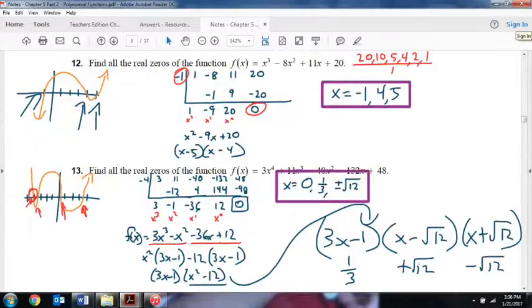And I know some people might look at this and say, hey, you could have used synthetic division again, but I would have had to guess 1/3 to get it to work right. Or I would have had to guess positive or negative the square root of 12 to get it to work, whereas I could have factored it and just finished it. All right, so those are your roots.